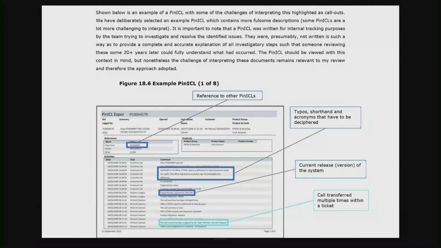Yes. You say, by way of note, that a Pinnacle was written for internal tracking purposes by the team trying to investigate and resolve the issues, not written in a way to give a complete and accurate explanation of all investigatory steps, such that somebody reviewing them 20 years later could fully understand what had occurred. That is correct. Can we blow up the Pinnacle in 18.6, please? So it takes up more of the page.